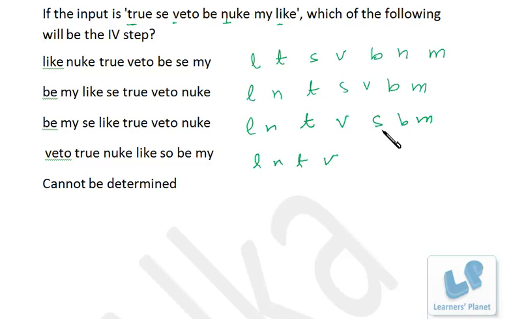After that, all the remaining words are of 2 letters only, but B comes in the dictionary first. So B, S, M. So this is the fourth step. So L, N, T, V, B, S, M. Okay.